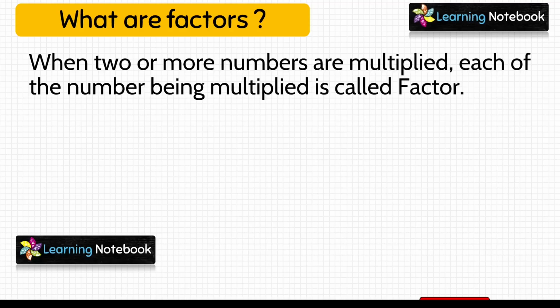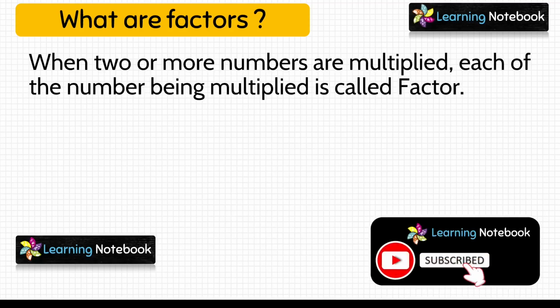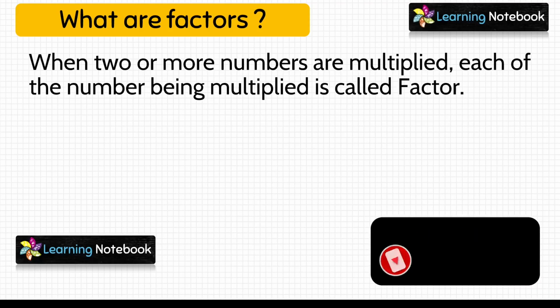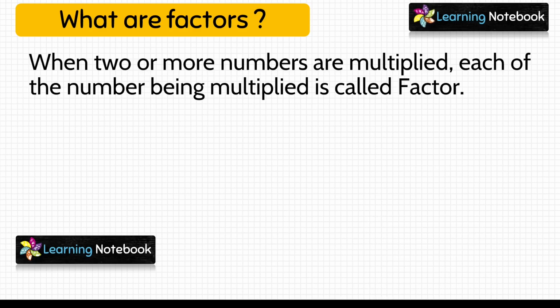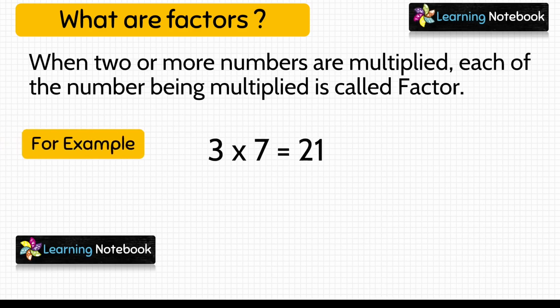When two or more numbers are multiplied, each of the numbers being multiplied is called a factor. Let's consider a few examples. 3 multiplied by 7 equals 21. So here, students, we have learnt that 21 is a multiple of 3 and 7. Also, 3 and 7 are factors of 21.